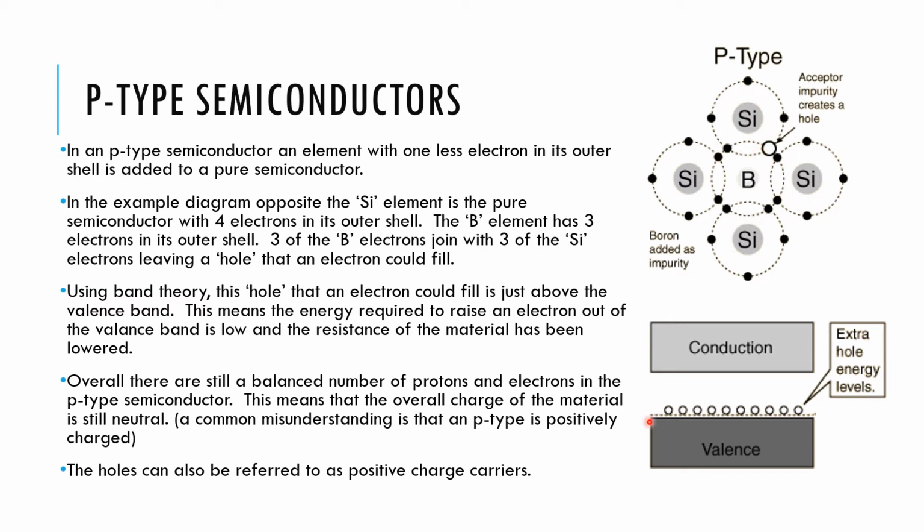If you look at it in terms of band theory down here, this extra hole is just above the valence band. It means the energy required to raise an electron out of the valence band is low, and the resistance of the material has been lowered. So overall, we have lowered the resistance of a P-type semiconductor as well. Again, overall, there's still a balanced number of protons and electrons, so therefore it has not got any charge. And we say that these holes are positive charge carriers.